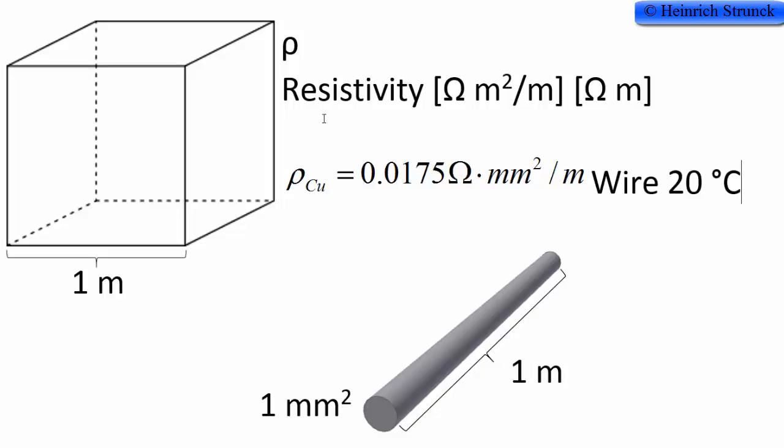To understand the resistivity, the basic thing about it is that we have a cube with all side lengths of 1 meter. So we just measure the resistance from front to back or rear, or from top to bottom, and then the cube will have a given resistance depending on the material.